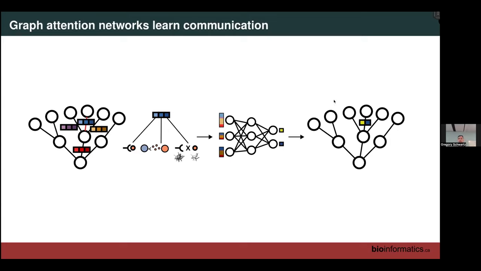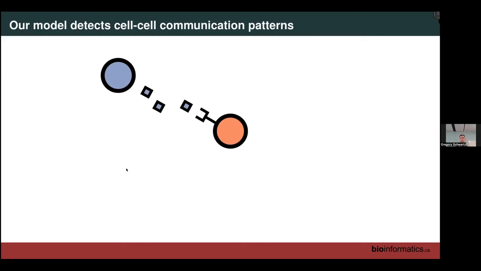So again, we don't really care because we can use deep graph infomax again, right? So we don't really care about what this embedding is. We care about what are the important weights and attention that was given to each one of these ligand receptor pairs. And that can tell us which ligand receptor pairs are more reliable than others.